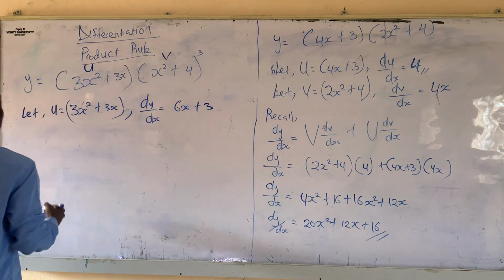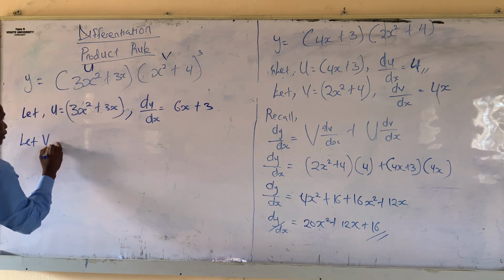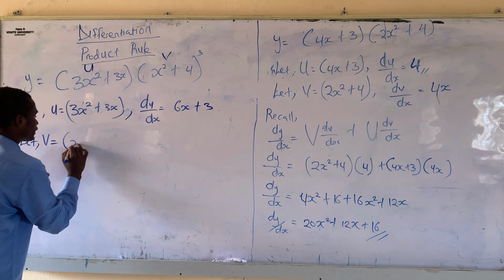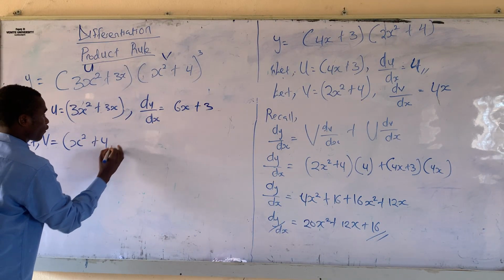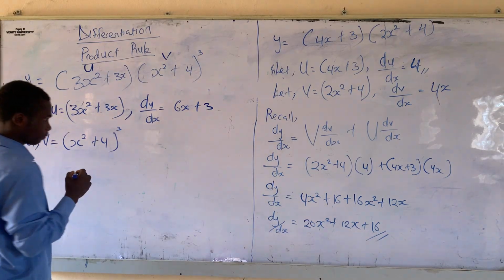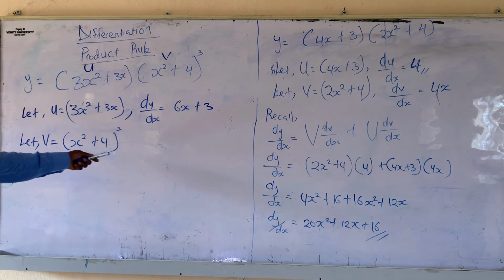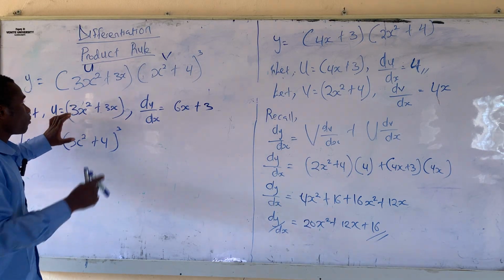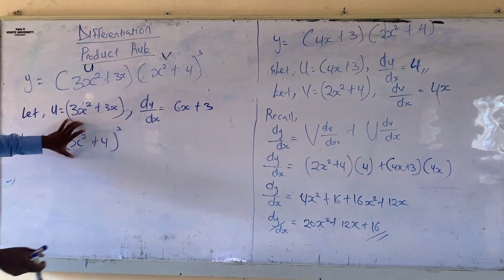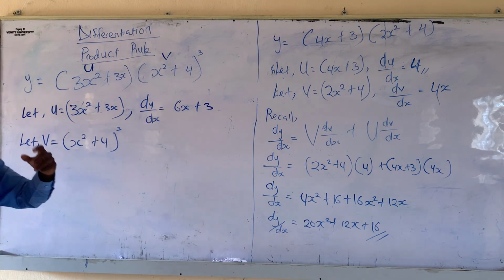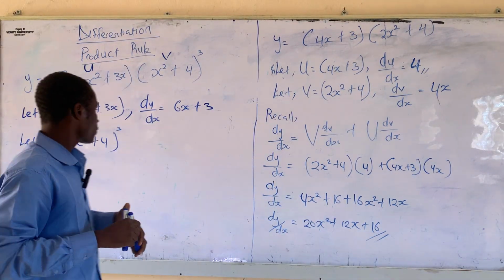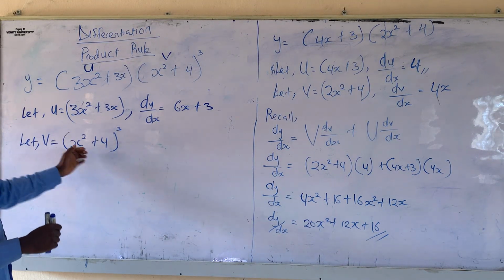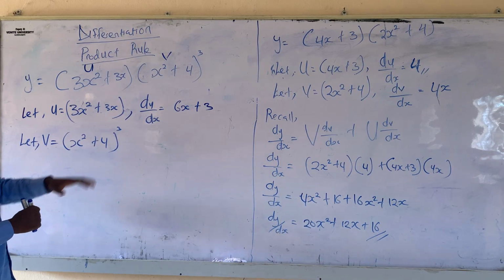Let v be equal to (x squared plus 4) raised to power 3. Looking at this question, this is a chain rule question. Whenever you see brackets multiplied together, you apply the product rule. But whenever you see a bracket with a power, it means chain rule. So now we are applying the chain rule here.